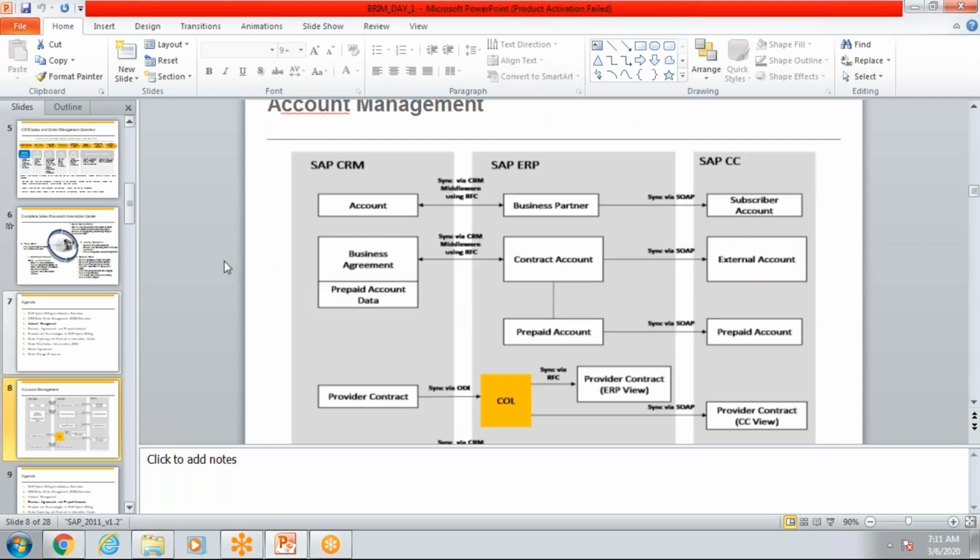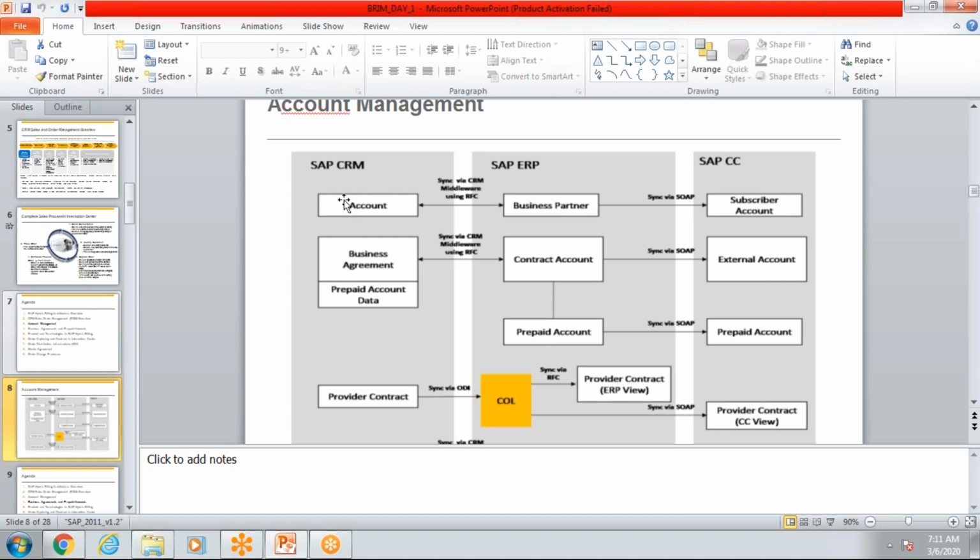And now we'll see the account management. Here, account customer information has to be present in all these three systems: CRM, ECC, and CC systems. In CRM system, the customer is created as a business partner with the role sold-to party. And in ECC, the customer should have the role as contract partner, and in CC, it is called subscriber account.